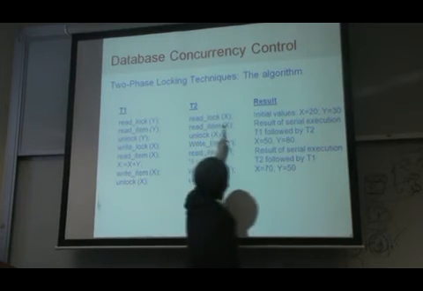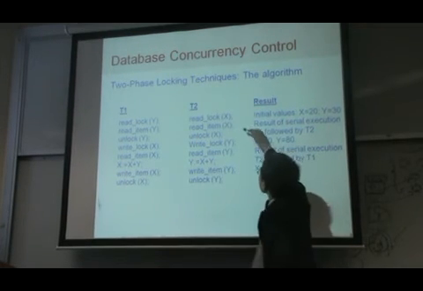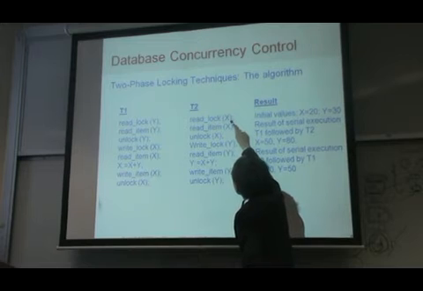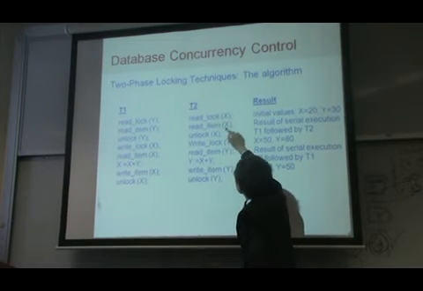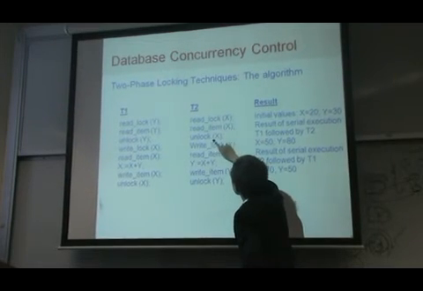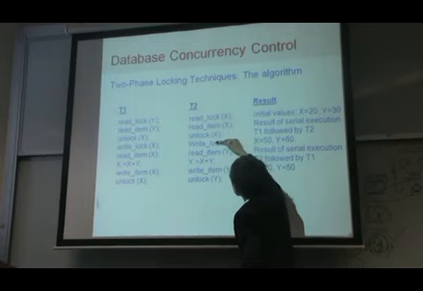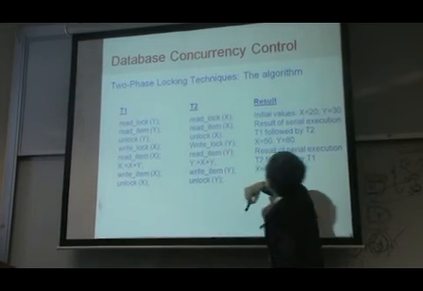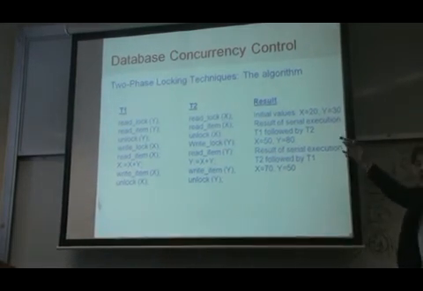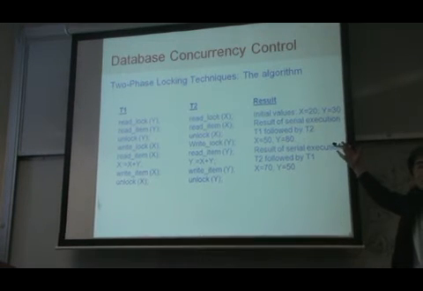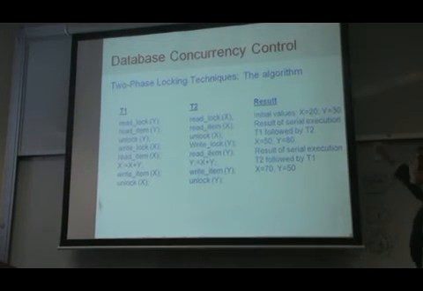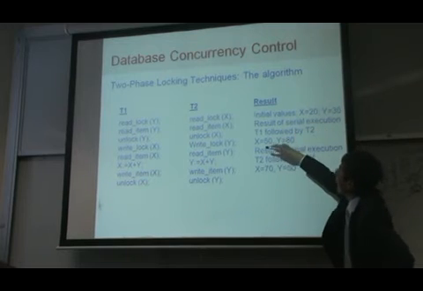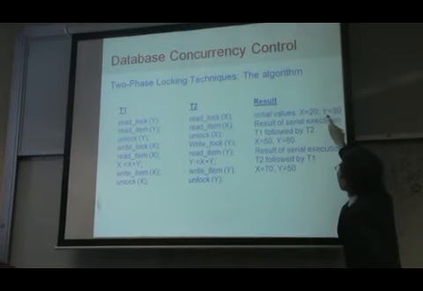Transaction 2 is similar, but first it takes the read lock for Y, then X, and reads data item X and unlocks X, then takes the write lock on Y, updates Y and unlocks Y. In that case, it's the same problem as the race condition. As you can see, the initial value is, for example, 20 for X and 30 for Y.